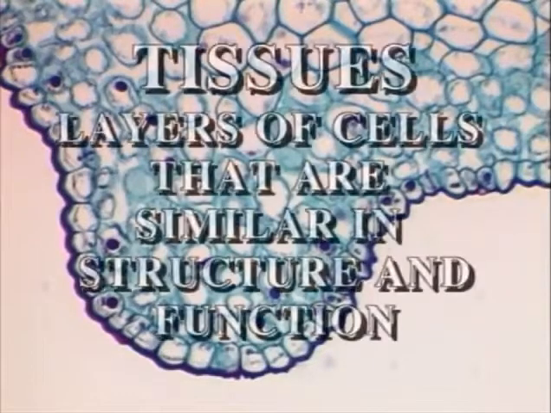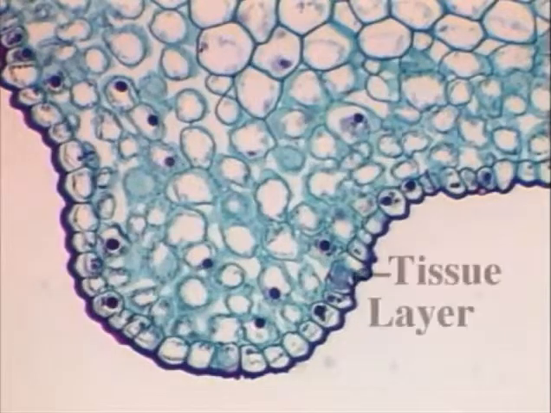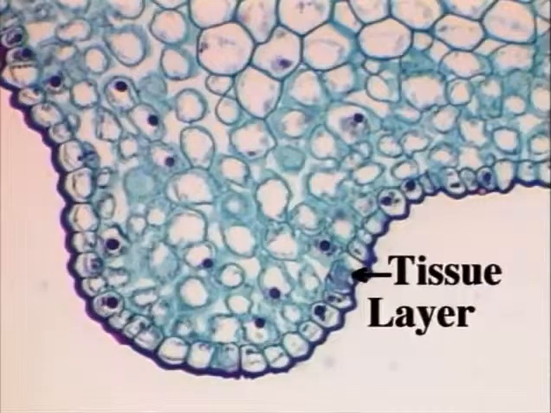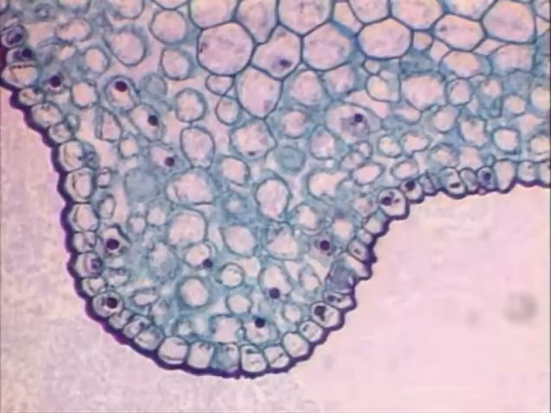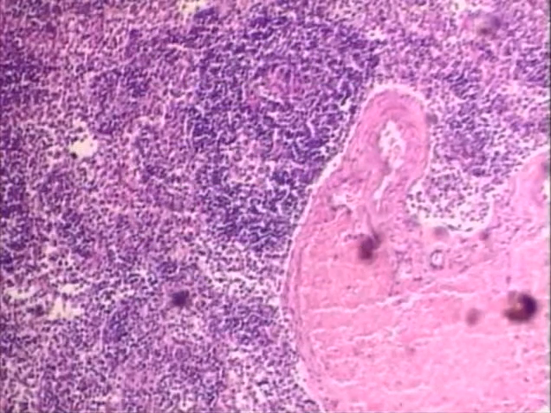For example, layers of cells that are similar in structure and function are called tissues. Here we see a tissue of cells that makes up the outer layer of a leaf. Very often, several different types of tissues are found grouped together to form organs, as we can see here in a slice of a disease-fighting organ called a lymph node.